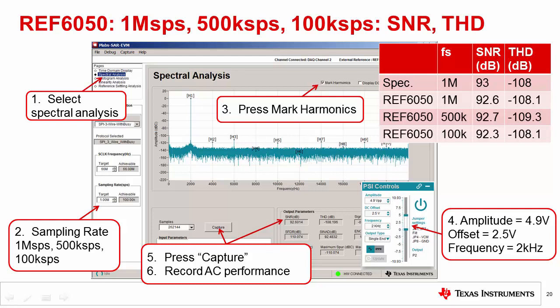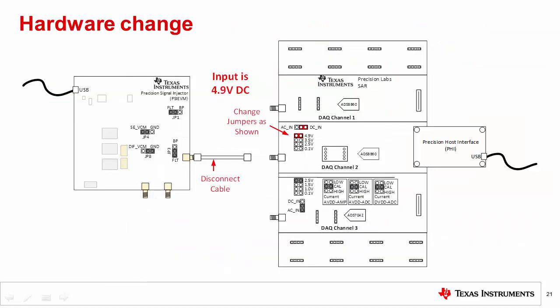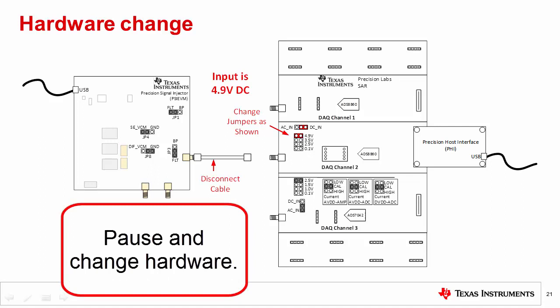Next, we will look at the DC performance with the Ref 6050. For this experiment, we will make a few minor changes to the hardware. First, disconnect the SMA cable from the PSI. Next, change the jumper to DC in and make sure that the voltage jumper is set to 4.9 volts. For this experiment, the AC signal is disconnected and we connect the onboard 4.9 volt DC source. You may pause and change your hardware now.